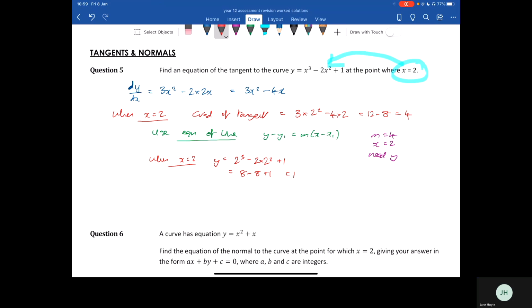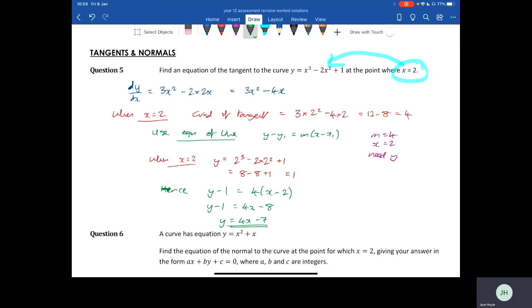So go back to y minus y1. I'm going to have y minus y1, which I've just worked out above, which is 1, is equal to m, which is 4, x minus x1, which is 2. And then simplify that, multiply out the brackets on the right. I've got 4x minus 8. So y is 4x minus 7.